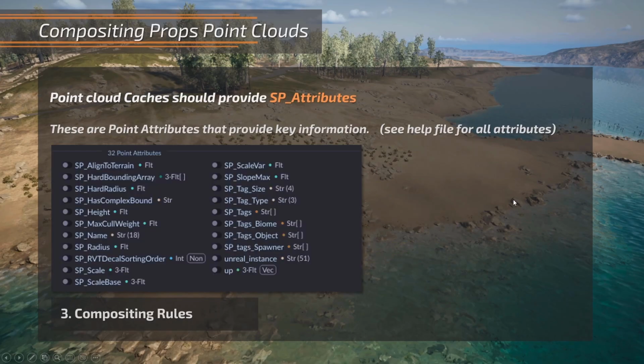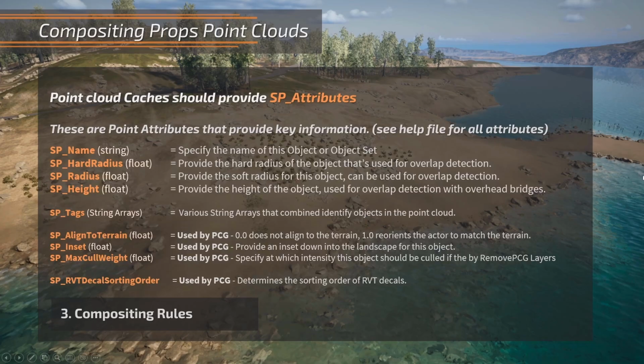Now next, when it comes to the actual point clouds, once they are loaded, we also have a bunch of these spawn point attributes, which provide key information. There is a help file included with the tool. You can find all the attributes there, but I'd like to go over a couple of key ones here. For example, we have the spawn point name, which defines the name of the object or the object set that that point belongs to. We have the hard radius and the radius.